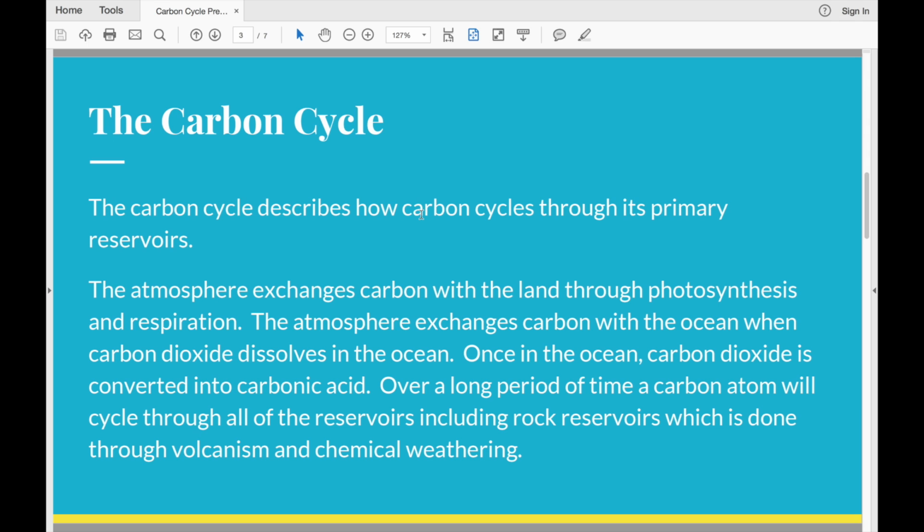The carbon cycle describes how carbon cycles through its primary reservoirs. The atmosphere exchanges carbon with the land through photosynthesis and respiration. The atmosphere exchanges carbon with the ocean when carbon dioxide dissolves in the ocean. Once in the ocean, carbon dioxide is converted into carbonic acid. Over a long period of time, a carbon atom will cycle through all of the reservoirs, including rock reservoirs, which is done through volcanism and chemical weathering.